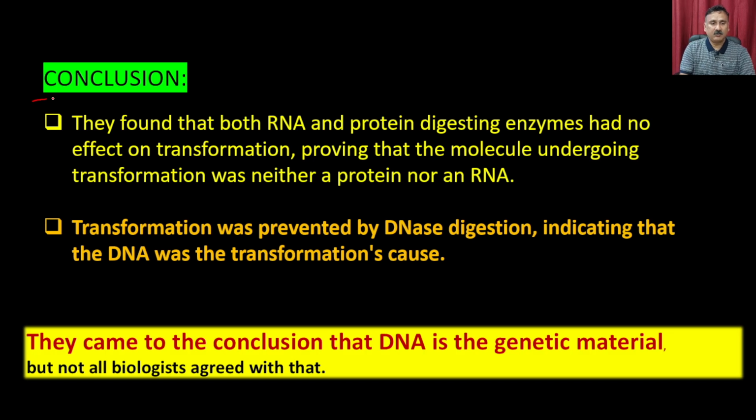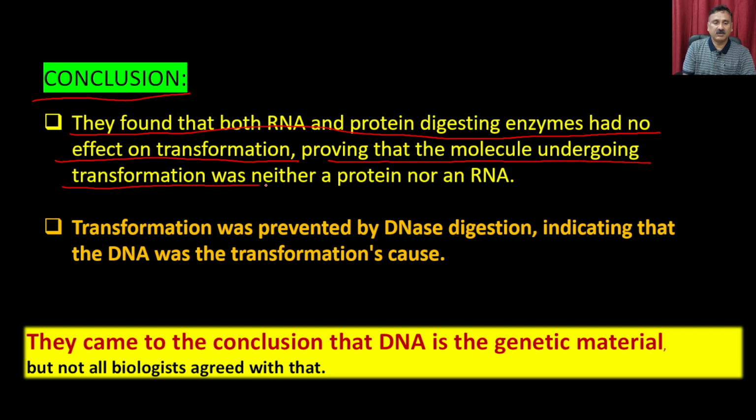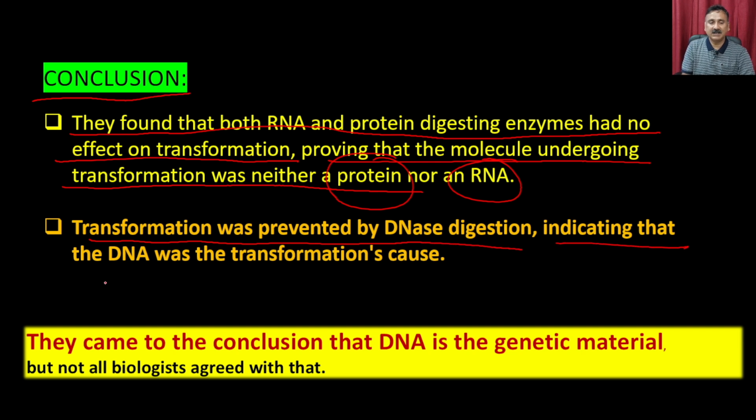Now, let's talk about the conclusions. They found that both RNA and protein digesting enzymes had no effect on the transformation, proving that the molecule undergoing transformation was neither protein nor RNA. Transformation was prevented by DNA digestion, indicating that the DNA was the transformation agent.